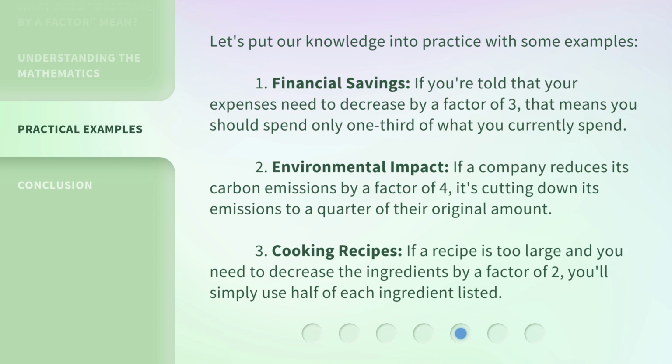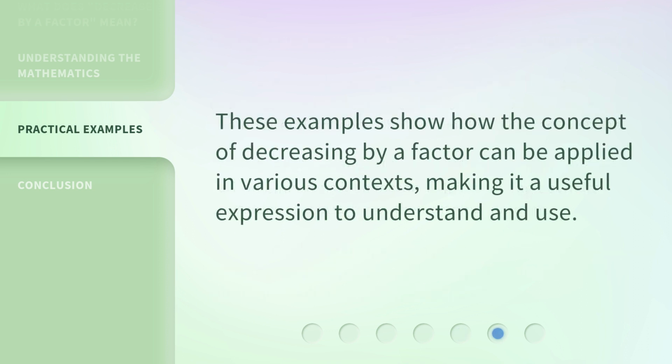3. Cooking recipes. If a recipe is too large and you need to decrease the ingredients by a factor of 2, you'll simply use half of each ingredient listed. These examples show how the concept of decreasing by a factor can be applied in various contexts, making it a useful expression to understand and use.